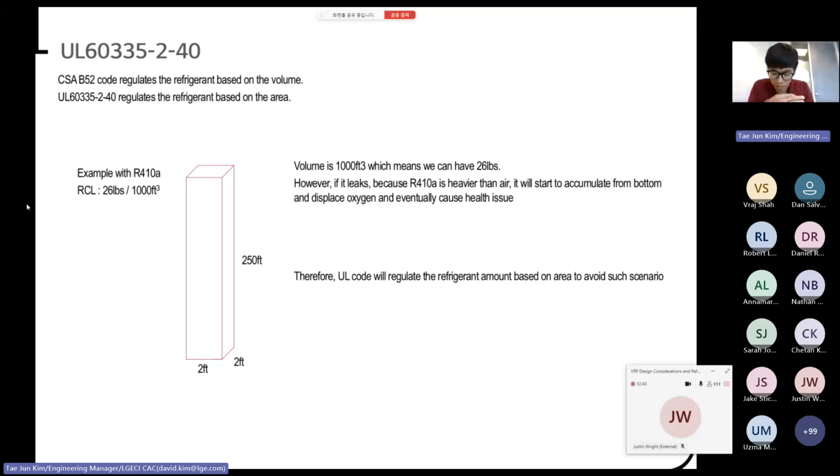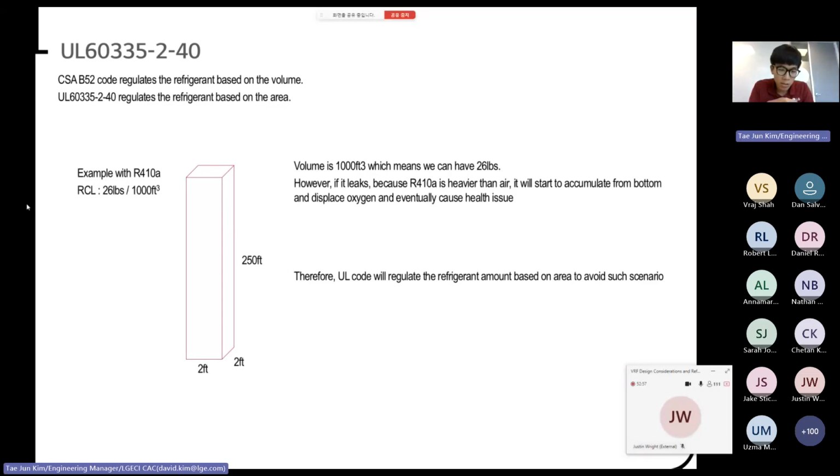But then, as mentioned earlier, the refrigerant is heavier than air and it will start to accumulate from the bottom. The scariest part about the refrigerant is that it's going to displace oxygen and can cause suffocation to the human being inside that room. And that is why we have this limit.